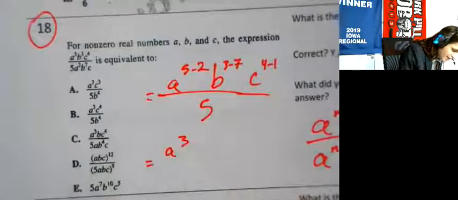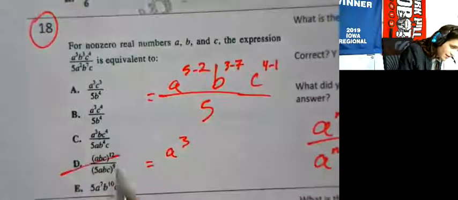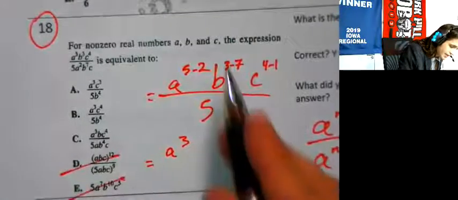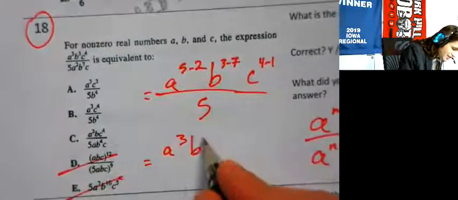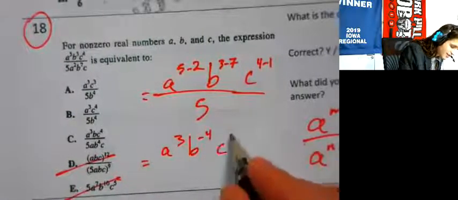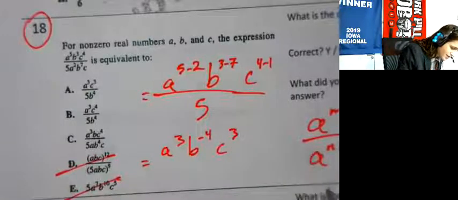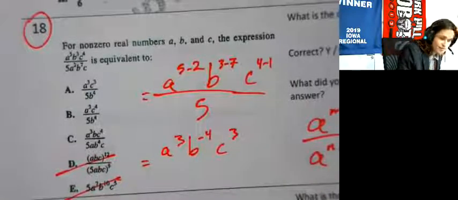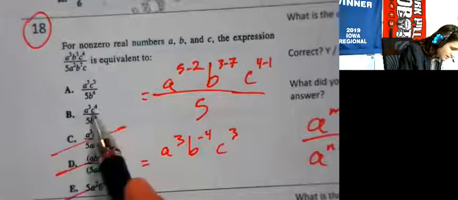All right, is there anything that's not a to the 3rd? Cross out d and e. All right, we're going to have b. 3 minus 7 is negative 4. Going to need another property in a moment. We'll come back to that. And c to the 4 minus 1 is c to the 3rd. So right away we can cross out, I don't even have to do the work. c to the 3rd, it's not c. c to the 3rd.